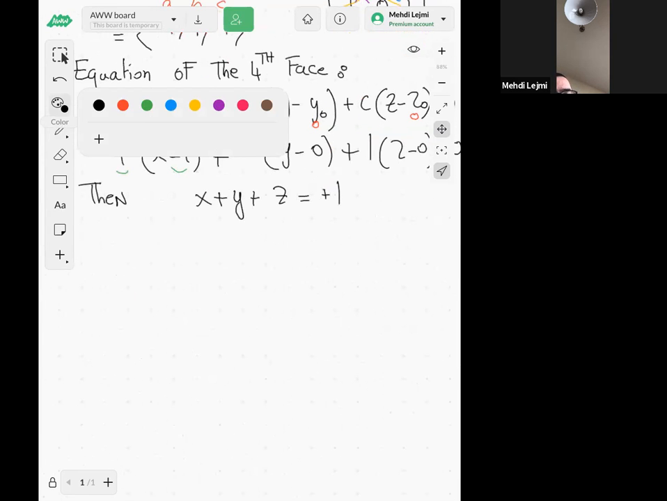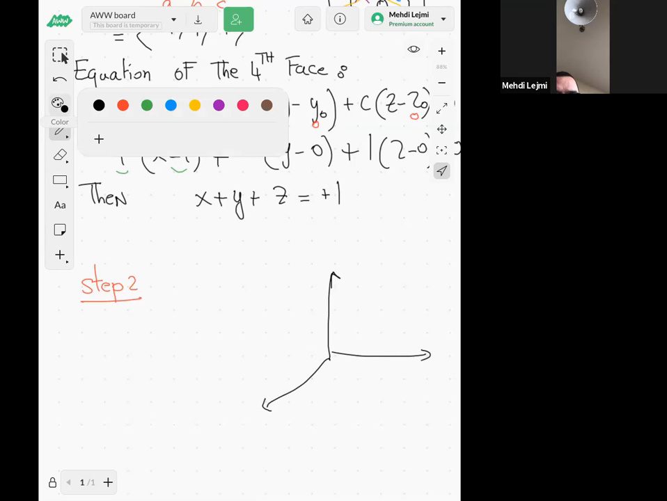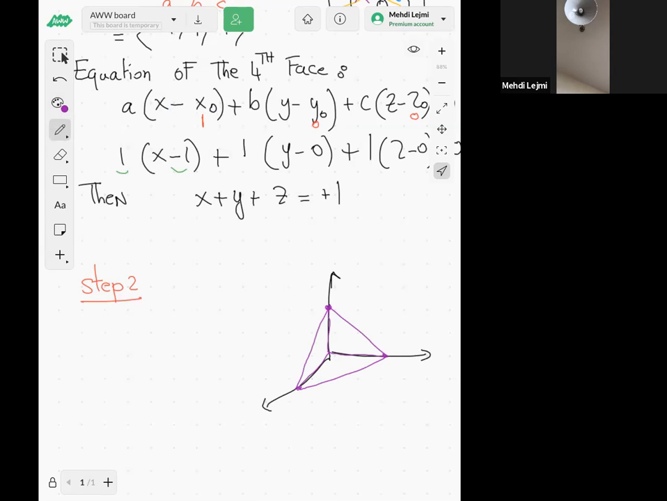So then now we are in position to find the bounds of our integral. So this is step number 2. Now I got all the equations I need. So now how do we find the bounds? So let me sketch my tetrahedron again, okay? Just to show you how to find these bounds in this case. So I have this point here, this point here. All right, that's my tetrahedron.